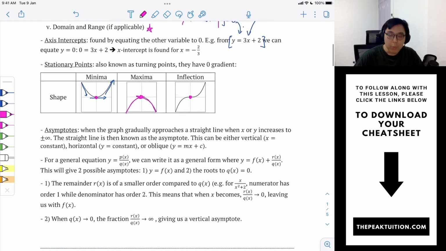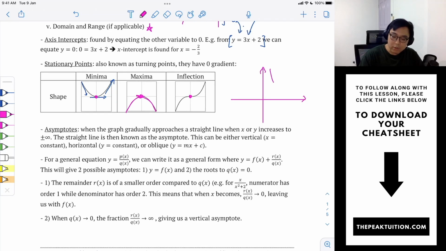Moving on, we have asymptotes. An asymptote is when a graph gradually approaches a straight line when x or y increases to infinity. A very simple example that I'm going to throw out here so it's easier to visualize is the 1 over x graph. The 1 over x graph looks like this, and we see there are two asymptotes, one x asymptote and one y asymptote, basically horizontal or vertical asymptote.